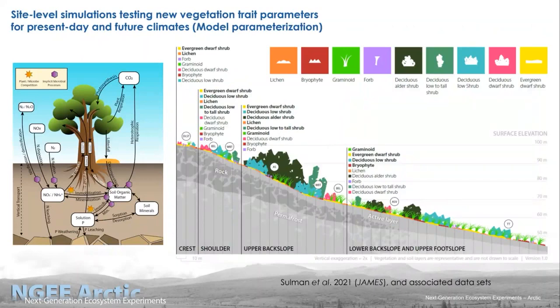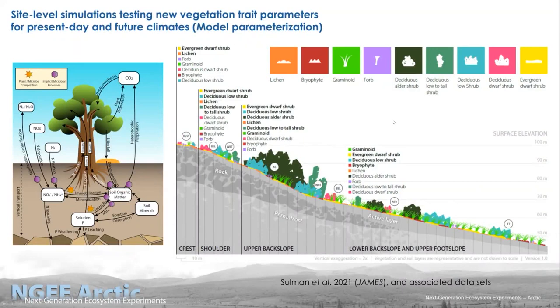We're not just focusing on alder, however. We have a whole range of these vegetation types that we're trying to improve the representation of in the models. And on the left, showing the basic range of processes that are represented in our baseline model. And on the right, the actual structure of the communities that we are trying to represent.